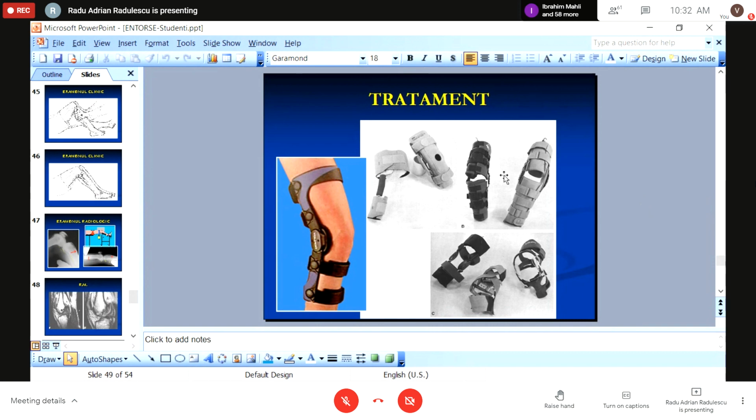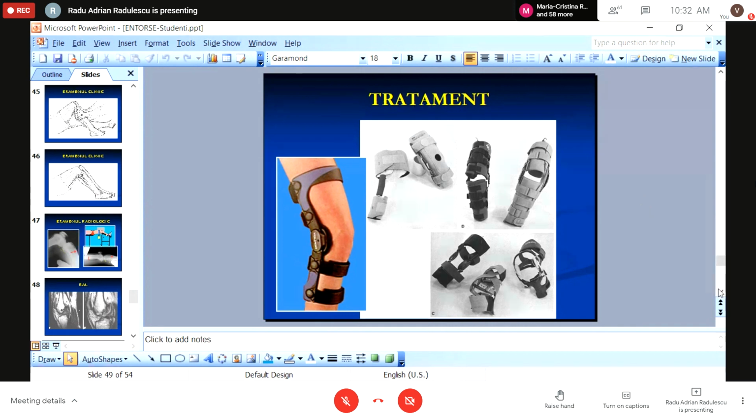When they go for their pleasure sports activities, they may use this kind of orthesis, which will augment the stability of the knee, and so they can do everything they did before the trauma. In professional athletes, this is not possible. These persons and those where the kinetotherapy treatment didn't succeed must go to surgery.